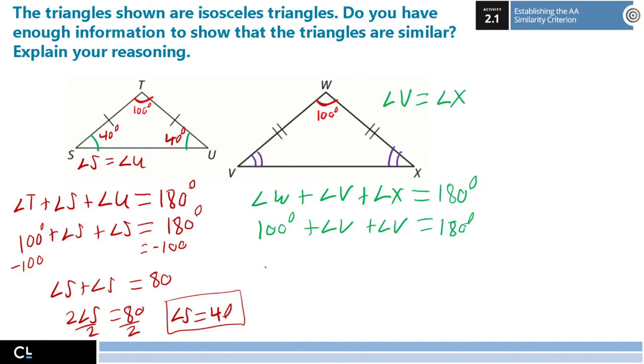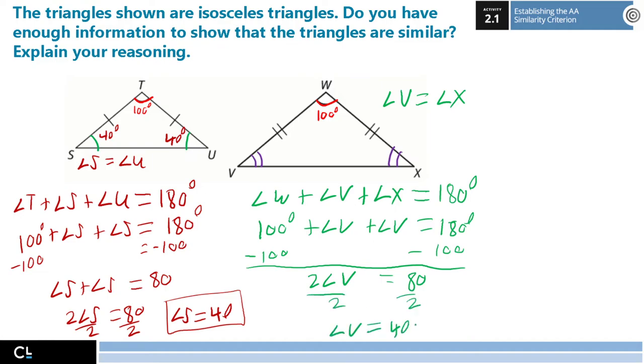If I swap it out, and again, what could we do? We could subtract 100 from both sides, right? And that gives me 2 angle V. I combine like terms. I just did that same thing here. Equals 80. So we divide by 2, and we get angle V equals 40 degrees. Just like our other one, we now say 40 degrees.